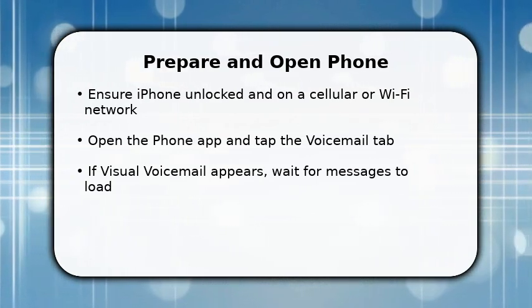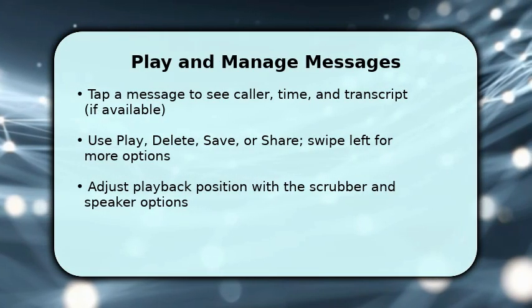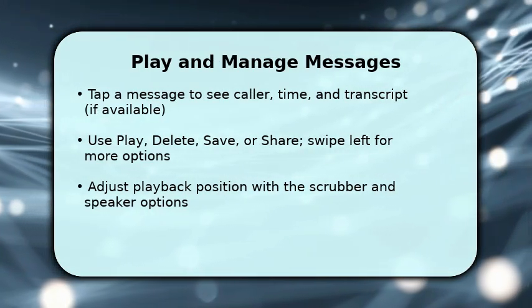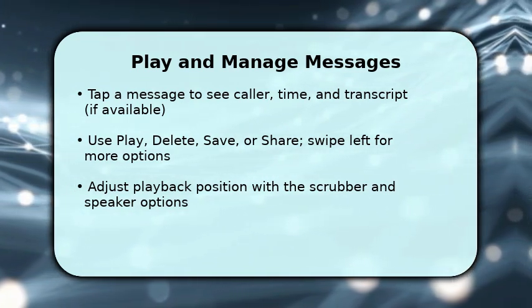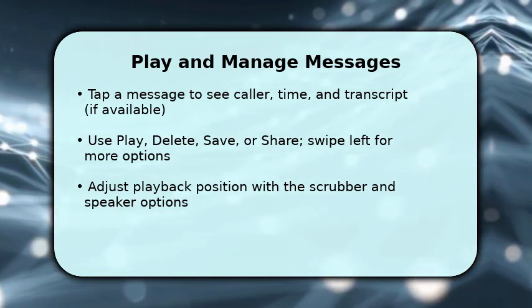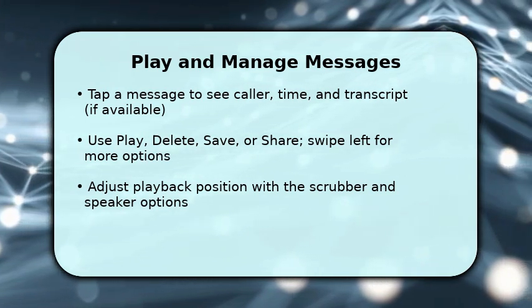Tap any voicemail entry to reveal details like caller, time, and a transcript if your carrier provides it. Press play to listen. Use the scrubber to jump forward or back if you need a specific part. You can save or delete with the visible buttons, or tap share to send audio via messages or mail.